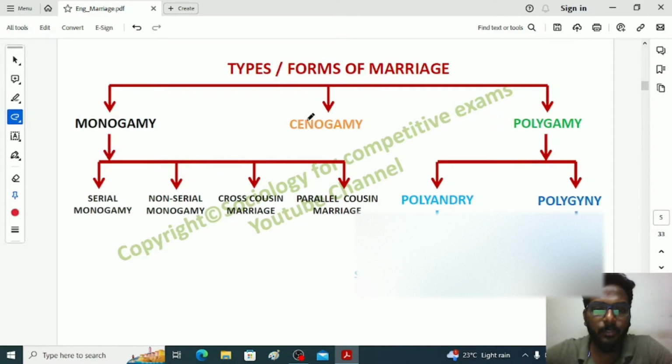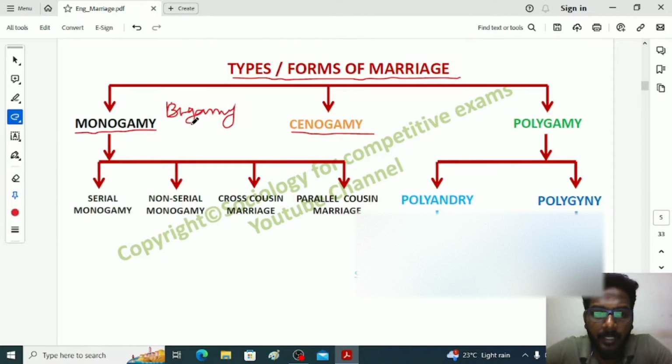Now moving on to the important slide, the various types or forms of marriage. Sociologists categorize the types of marriage into three: monogamy, polyandry... no, monogamy, cenogamy, and polygamy. Apart from these three different forms of marriage, we have bigamy. It is actually a legal term. If a person marries another person who is already married without getting divorced, that is called bigamy. It is a punishable offense in India.